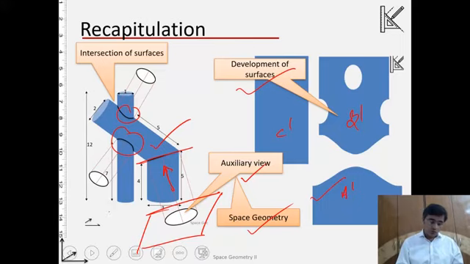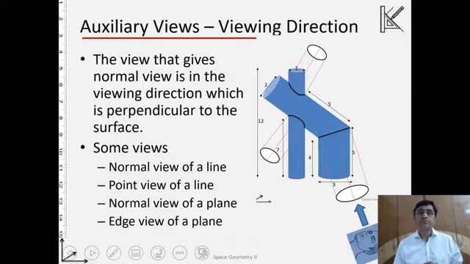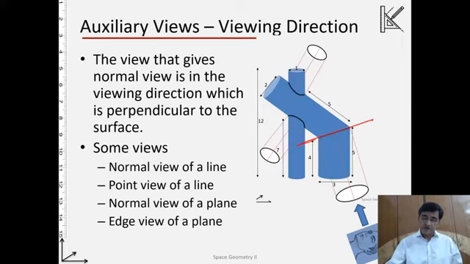So some more things. One is on the view direction, as we had seen in the previous slide also. In order to visualize a surface which is not parallel to any of the principal planes, we need to look perpendicular to that, and this is called the viewing direction.